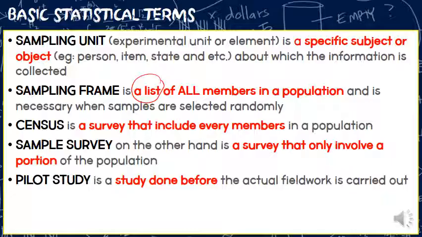Ada 1,000 orang, awak pilih 100, that is sample survey. Ada 1,000,000 orang, awak pilih 100,000, that is also sample survey. But bila you ada 100 orang, interview tetap 100 orang, that is what we call as census. Anything that you do involve everybody in the population, that is census.